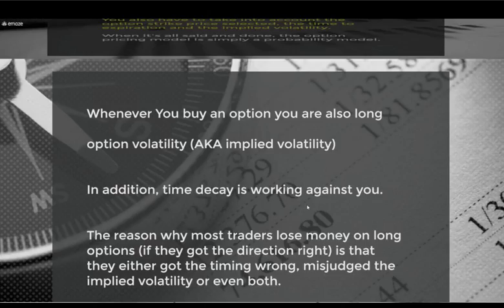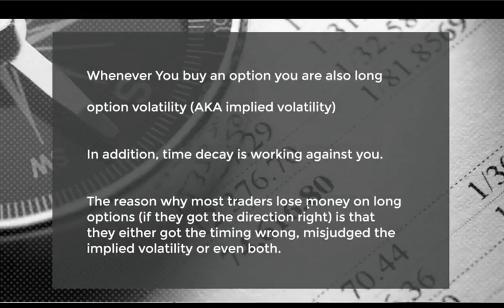Whenever you buy an option, you are also long. Buying an option means that you are long that direction, so it's important to understand the contract that you are buying. A put means you're playing direction to the downside, and a call means you're playing direction to the upside. Option volatility, aka implied volatility, in addition to time decay, is working against you. The reason why most traders lose money on long options is not that they get the direction wrong. It's that they misjudge the timing or implied volatility, or sometimes even both.